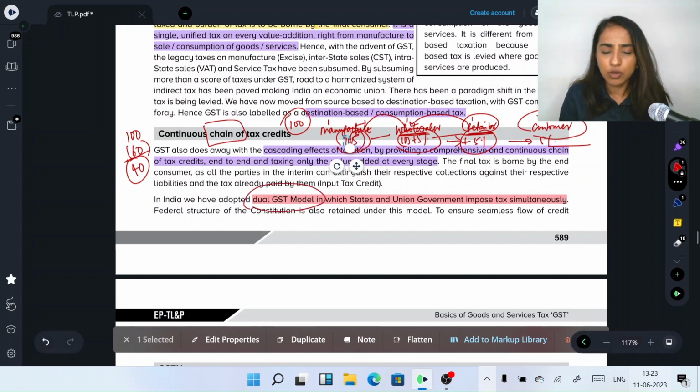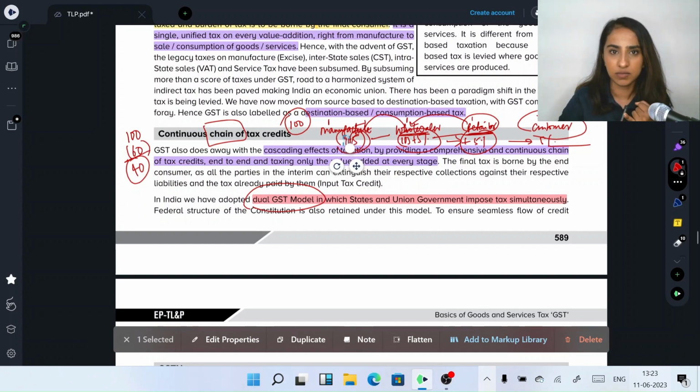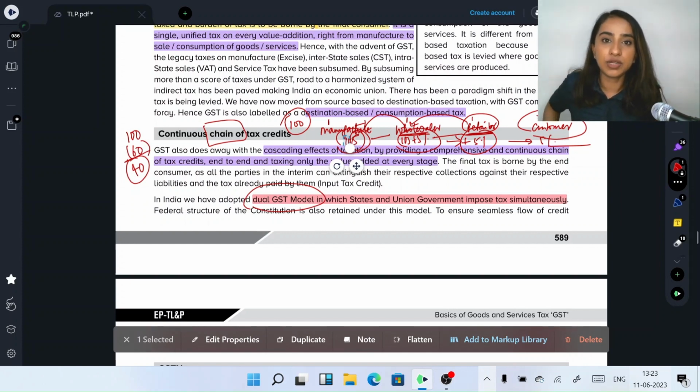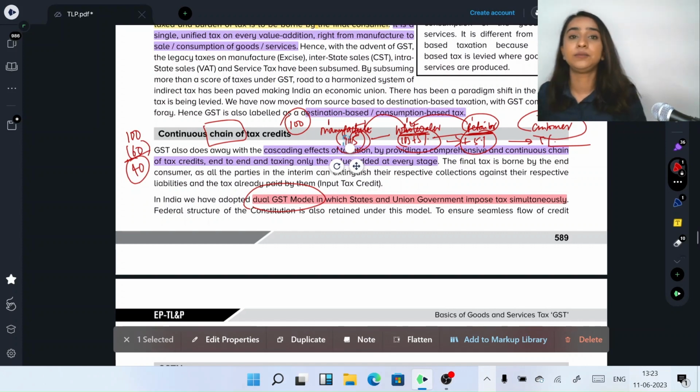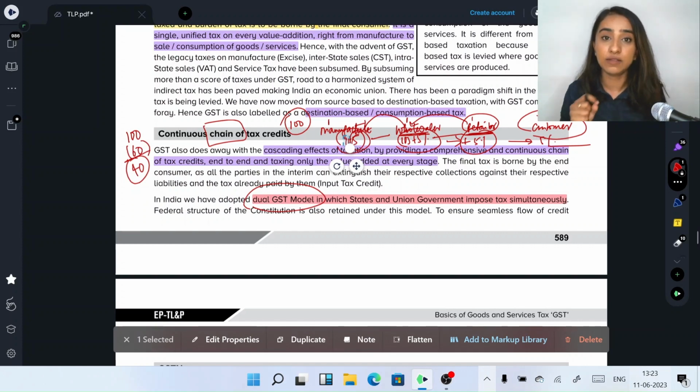What is dual model of GST? So both the state government and the central government have the powers to levy GST. Now let's say if only central government had the power to levy GST, where should the state governments go, right? Indirect taxes are a very big part of the exchequer of the state governments as well as the central government. So both of them have held that power to levy GST.